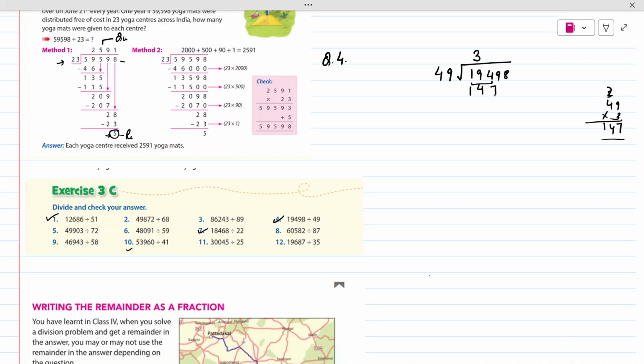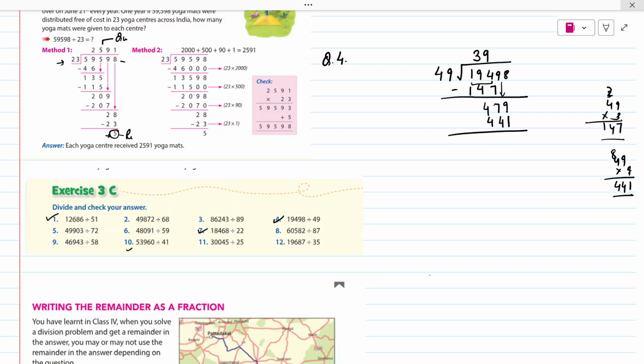1, 4, 7. Now subtraction, 14 minus 7 will give us 7. This is 4 and this 9 I am taking down. We have 479 here. Now let us try to multiply this with 9. 9 into 9 is 81. 4 into 9 is 36. 36 plus 8 will give me 44, which is less than this number. So we are going to take 9 here.